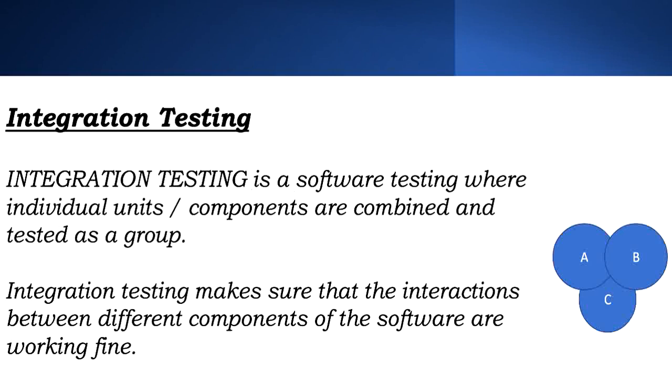And next is integration testing. Integration testing is software testing where individual units or components are combined and tested as a group. In unit testing, we test each of the units. Whereas in integration testing, we integrate all the separate modules as one, and then we test it. Integration testing makes sure that the interactions between different components of the software are working fine. Suppose we have a separate module A, a separate module B, and a separate module C.